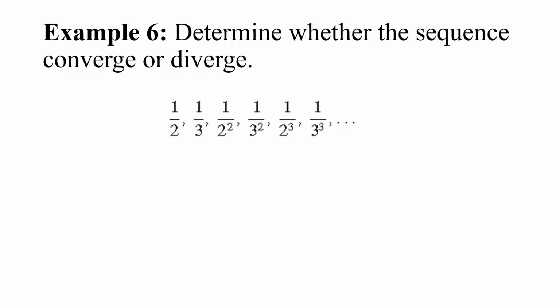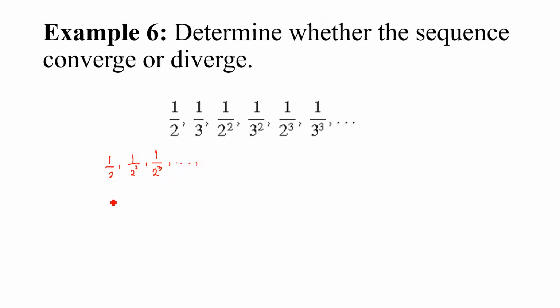So for example, you have this one. Determine whether the sequence converges or diverges. So you have 1/2, 1/3, 1 over 2 raised to 2, 1 over 3 raised to 2, and so on. Okay, so here we could separate the odd and even sequences. So in this case, you could have 1 over 2, then 1 over 2 squared, then 1 over 2 cubed, and so on.